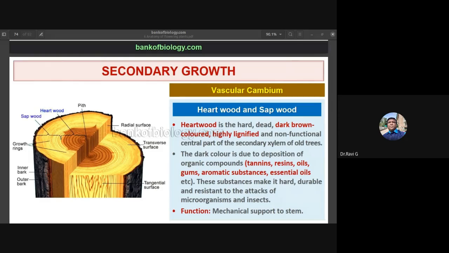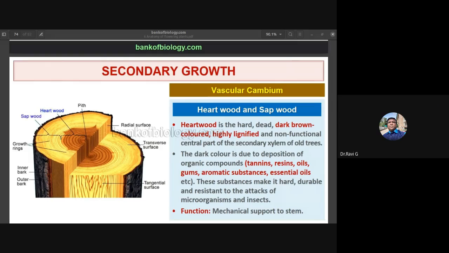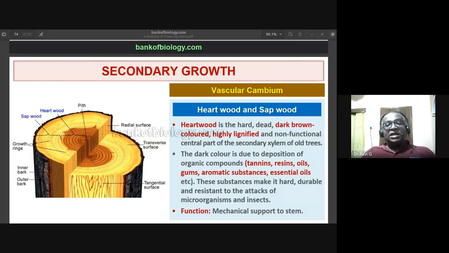What is the exact function of heartwood? It provides mechanical support to the stem. So it is almost the core of the wood, and it provides mechanical support to the stem. So those are a few points regarding this.